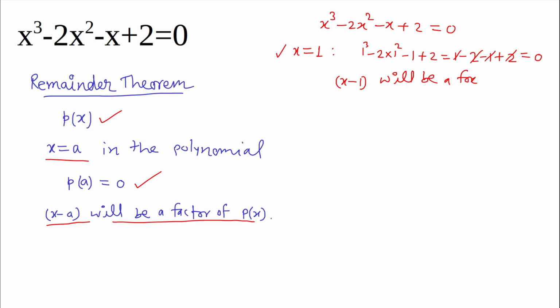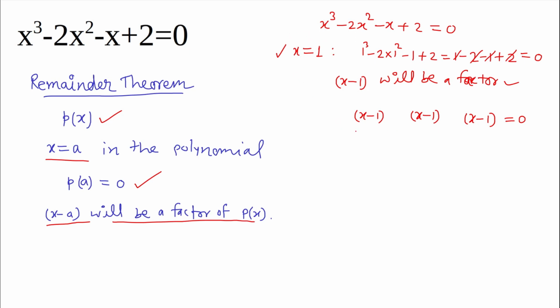It comes from the remainder theorem. So this way we found one factor, x minus 1. Let's see what we do next. Because it is a cubic equation, we will write x minus 1, the factor we have just found, at 3 places: x minus 1, x minus 1, x minus 1, and this is equal to 0.